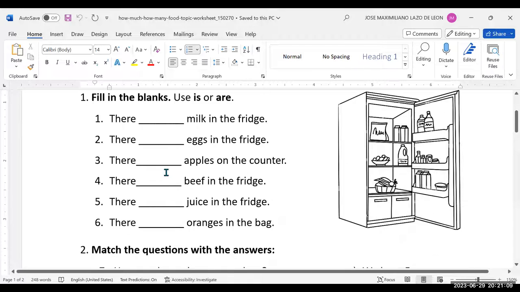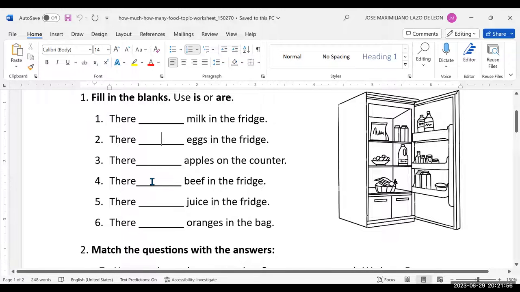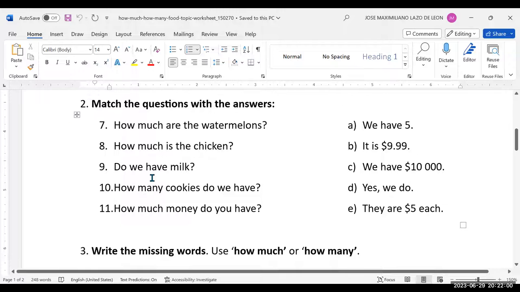What about number two? It would be are, teacher. There are eggs in the fridge. Okay, number three, same way. There are apples on the counter. Okay, number four. There is beef in the fridge. Number five. There is juice in the fridge. Okay, number six. There are oranges in the back. Okay, I'm going to let you resolve number two.